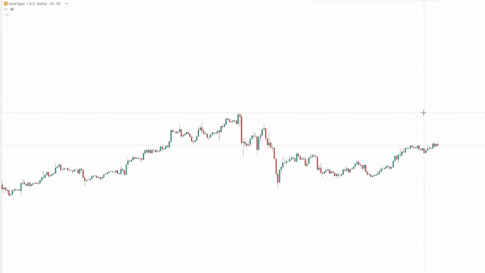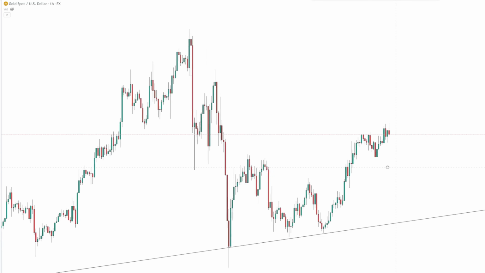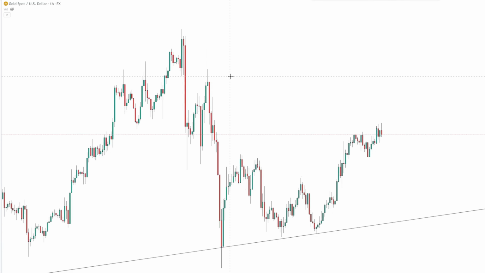Let's move on 1 hour. And here I want to show you something. And on 1 hour, again, we can draw this trend line to see. You can see how perfectly it breaks, tests, and now there is a continuation of this bullish impulse.